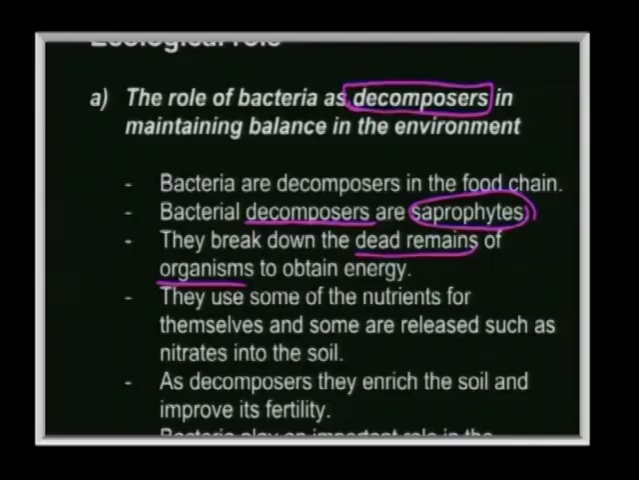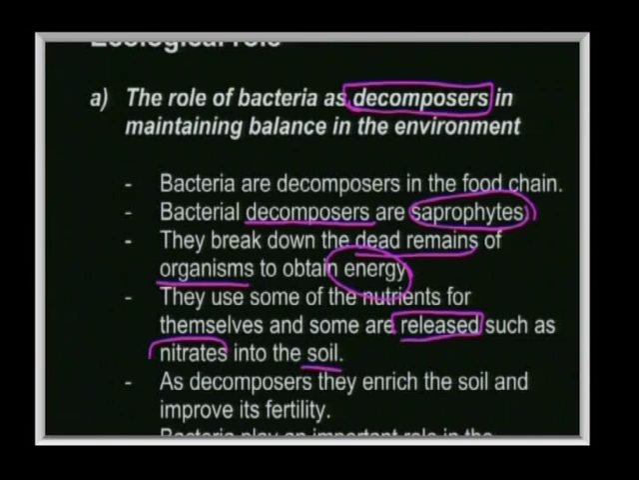By breaking down the dead organisms, they are going to get their own energy, but they will release some nutrients into the soil. A very important nutrient that is released into the soil is the nutrient nitrates.